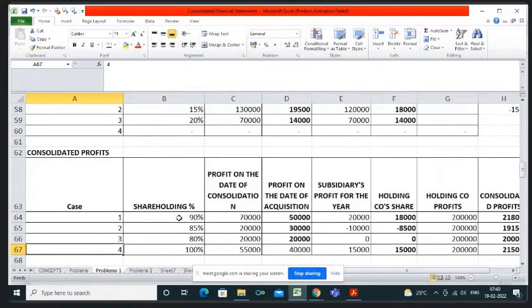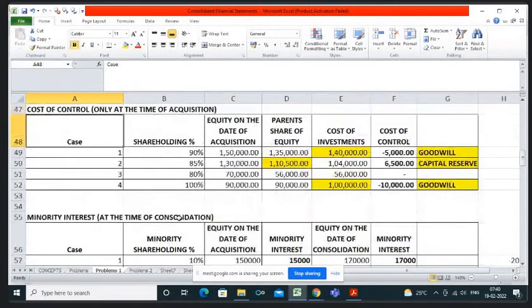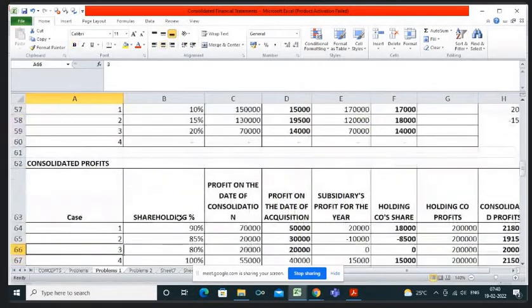So, this is how we calculate the cost of control, minority interest, as well as how we consolidate the profit. I think these concepts would have been much clearer now. As we proceed with more problems, it will become better and better.